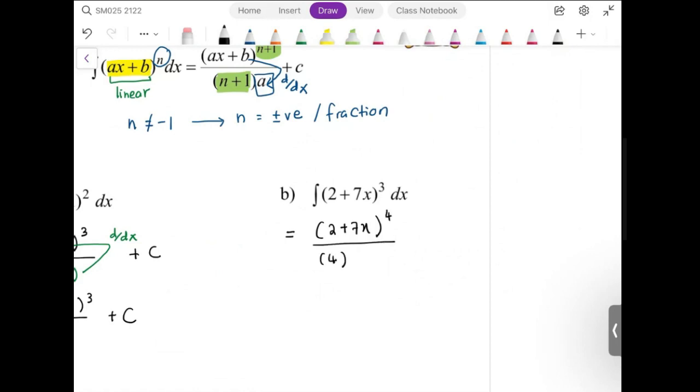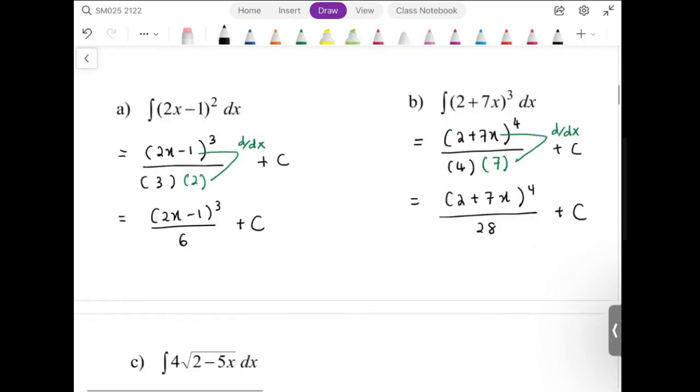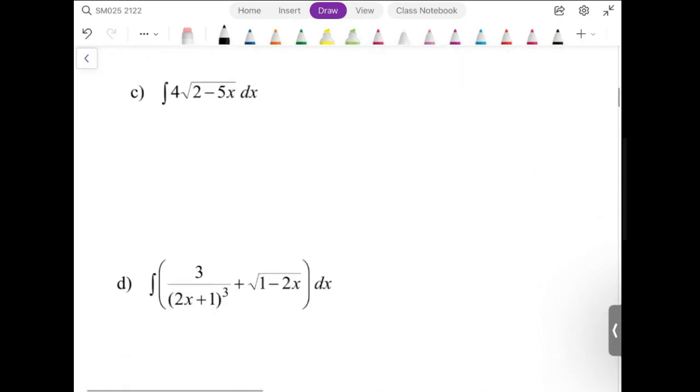And then don't forget you always have to differentiate what's inside the bracket. So what we get here? 7. And then don't forget to put plus c at the back. So simplify this up. Our final answer would be 2 plus 7x to the power of 4 over 28 plus c. Simple kan? Okay. Kita cuba next one bila dia melibatkan pecahan pula kat bahagian kuasa.